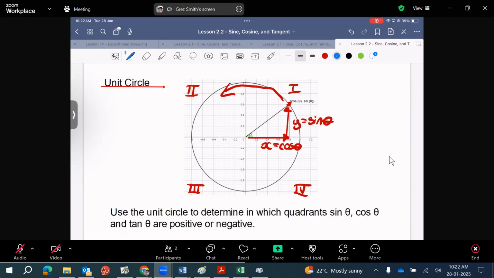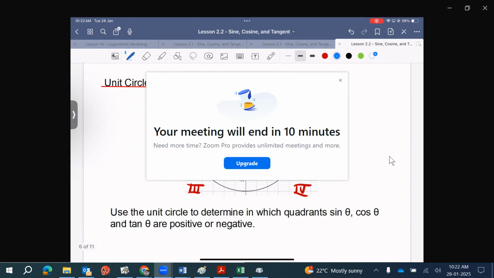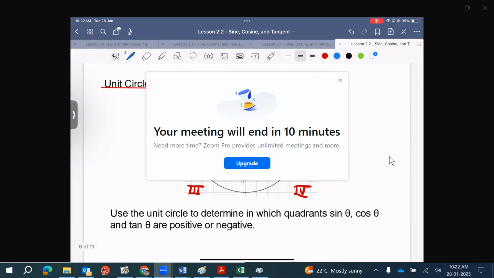Okay, so in the first quadrant, the x value is positive, the y value is positive, and then the gradient, the slope of this line, is positive. So all three of them are positive here.